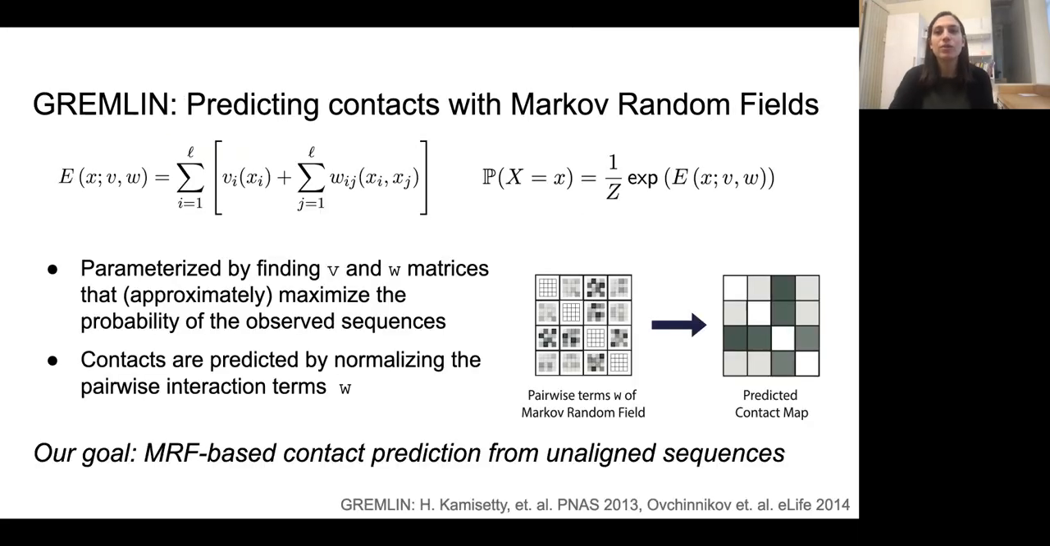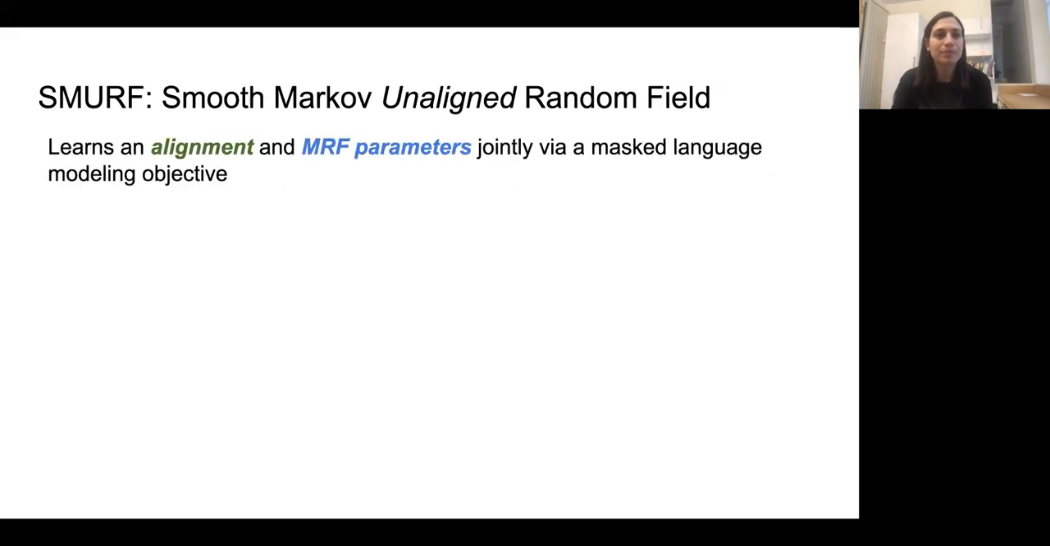This method really explicitly uses an alignment in order to assign an energy to a sequence. You need some sort of common indexing between the sequences, and that's what the alignment is for. So our goal is to do this Markov Random Field based prediction, but start with the unaligned sequences and learn both the alignment and the parameters of the Markov Random Field in one go. That's what the objective is for our method SMURF, or Smooth Markov Unaligned Random Field.